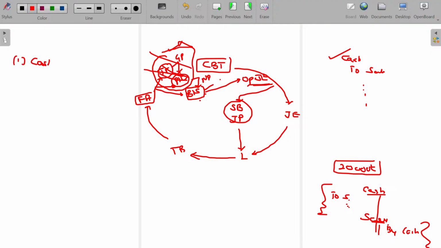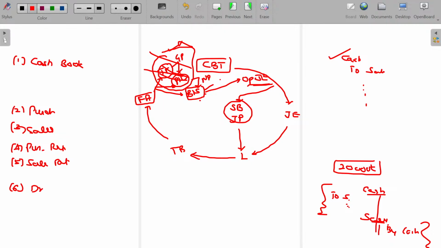the cash book. Predominantly, we have the cash book. And we have the purchases book, sales book, purchase return book, sales return book. These are the predominant books. Apart from that, sometimes we may need to have a debtors book, creditors book, bills receivable book, and bills payable book.